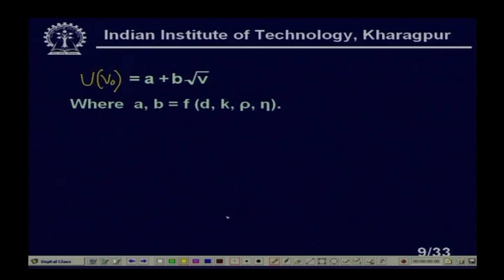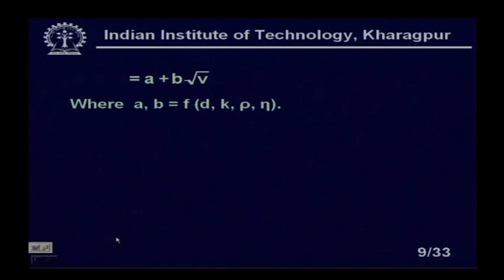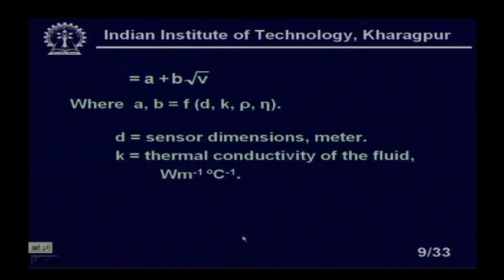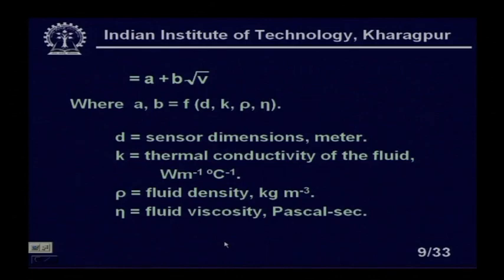This will be discussed. See here, where d is the sensor dimensions, that is in meter, k is the thermal conductivity of the fluid, which is in watt per meter per degree centigrade, rho is the fluid density, that is in kg per meter cube, and eta is the fluid viscosity, that is in Pascal second, right. For the sake of the SI units, we are using Pascal second, even though in the industry you will find still people are using the term centipoise, poise and all those things. Since we are following the SI unit, the SI unit of the viscosity is the Pascal second.